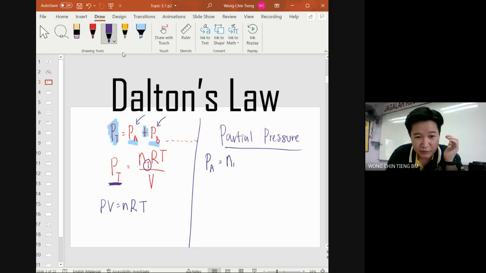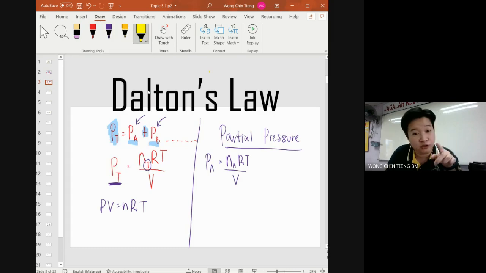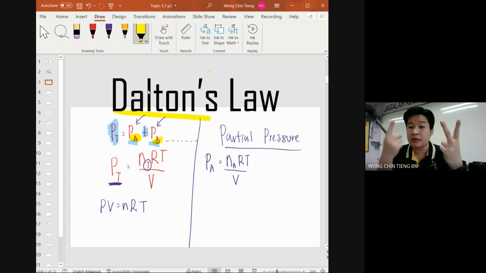NA, the keyword I want: number of mole of your component A. Very important, especially when you read Dalton's law questions. You realize that in Dalton's law, whenever we are talking about partial pressure, your question involves a minimum of 2 components, not including the total. So you have partial pressure A, partial pressure B, and P total pressure.